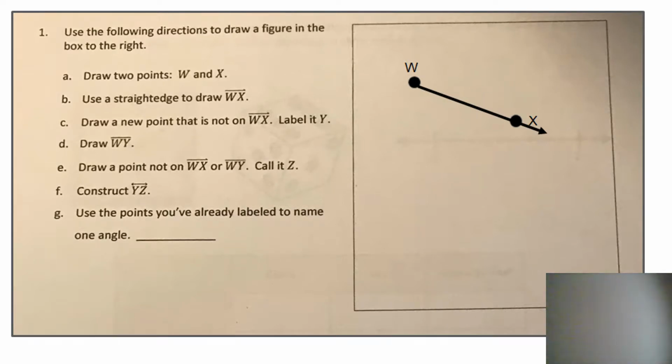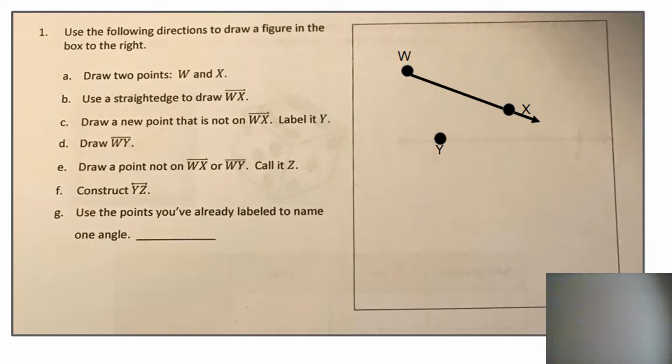B tells you to use a straight edge to draw ray WX. So you can use a ruler, you can use a piece of paper, or you can free draw it as long as it begins at W and goes through X. Because it's a ray, you can see that it only has one arrow, and that's the symbol for ray. So the starting point is W, and then it goes on forever through X.